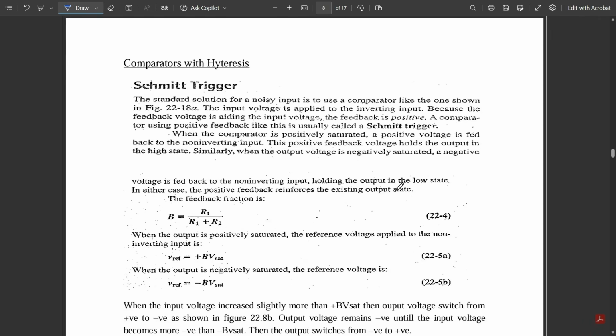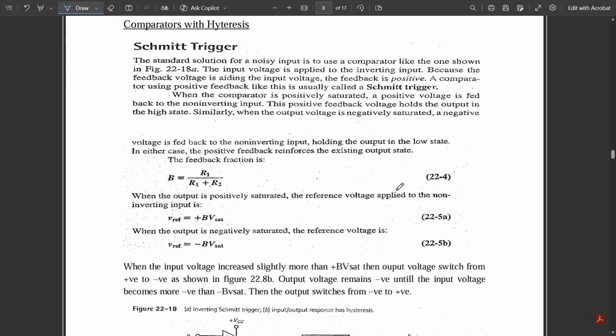Okay, now in the next video, we are going to be seeing comparators with hysteresis. Okay, for that we are requiring one trigger circuit which is called the Schmitt trigger circuit. That we'll see in the next video.